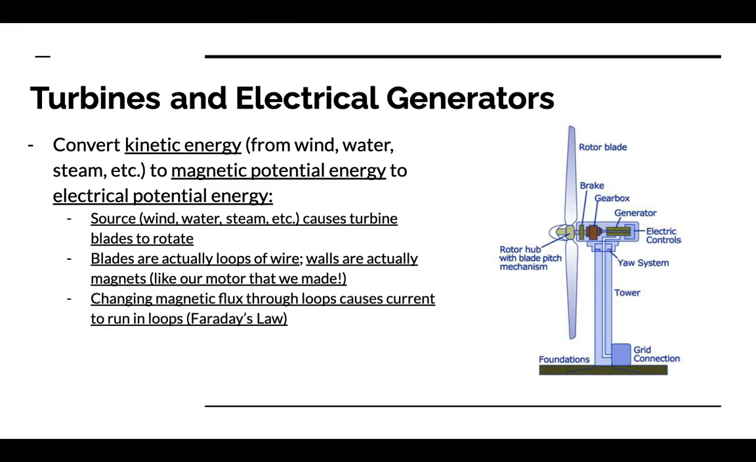As a result of the blades turning, there's going to be changing magnetic flux through the loops of wire, which causes current to run in the loops. Recall Faraday's law states that a changing magnetic flux through the loops causes current to run in our wires.